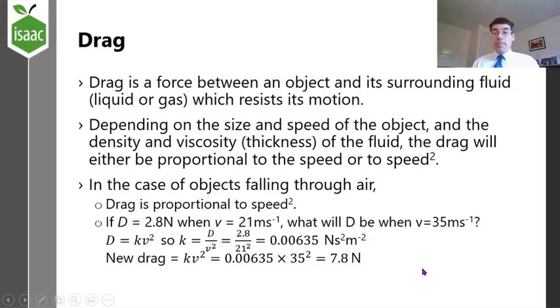While weight may be the most important force you will encounter, drag is also a very important force to know about. It's a force that resists motion. So it will always be directed in the opposite direction to the velocity of the object. The drag gets bigger as you go faster. In some circumstances, it's proportional to the speed. In other circumstances, it's proportional to the speed squared.